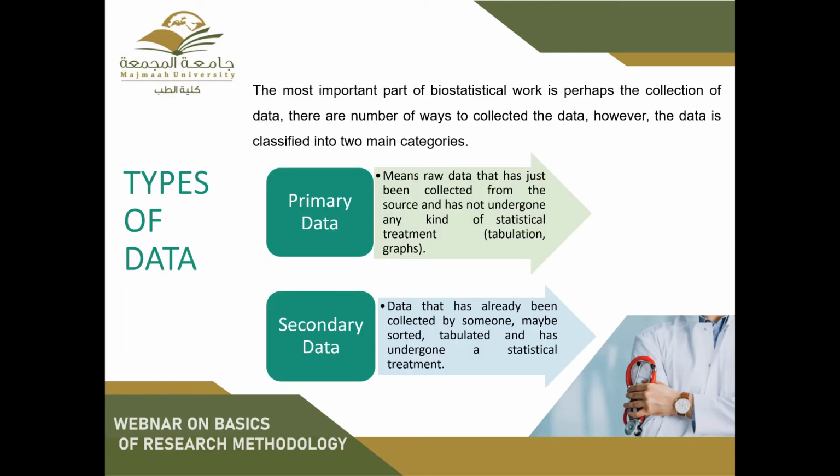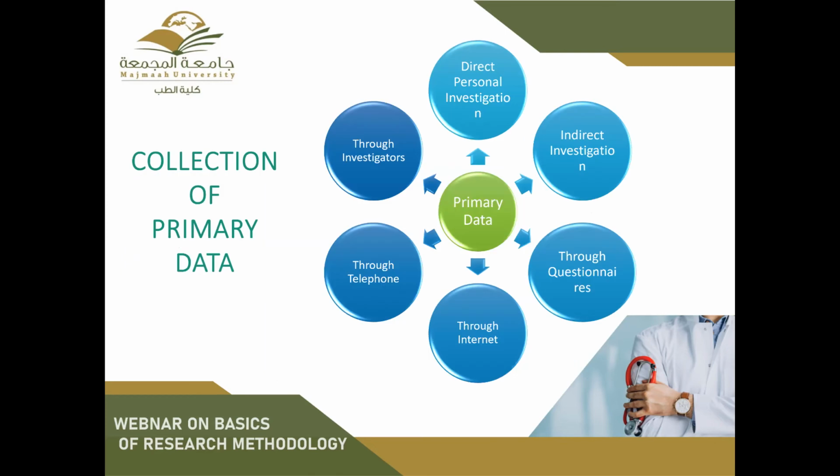Types of data. Now, whenever we go into the field and we talk about the collection of the data, it is classified into two types: primary data and secondary data. Primary data is the one that the investigator has collected himself, or the data reached to him, but has not undergone any statistical treatment. It means no graphs have been prepared, only the entry has been done, no analysis has been conducted. Whereas the secondary data means that someone else has collected the data for you and it has undergone a statistical treatment. So let's see first, what are the sources of collection of primary data?